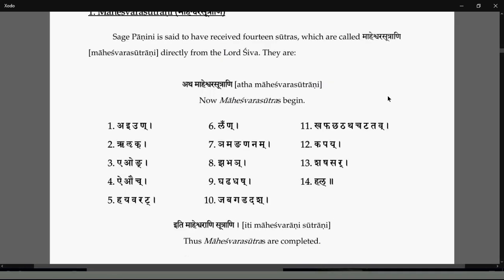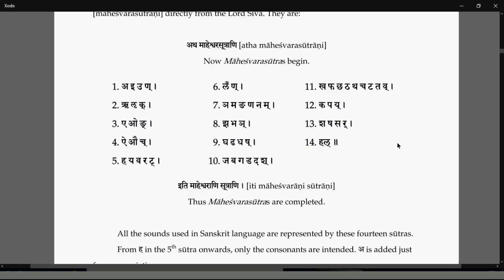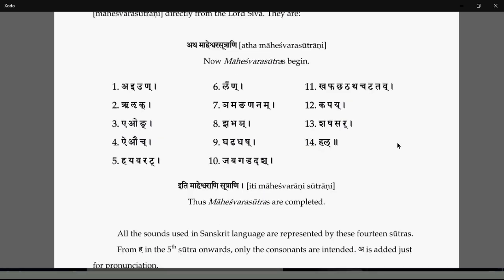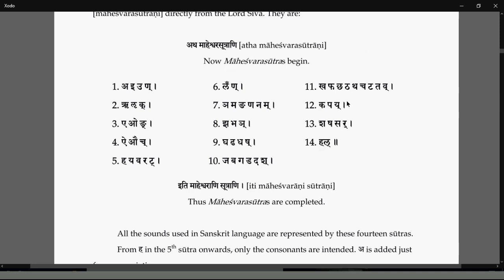In the tradition, these 14 sutras are considered to have their origin in Shiva's Damru. When Panini Maharshi was not able to understand Vyakarana and he was teased by his co-students, he did tapasya, and Bhagavan Shiva played his Damru, and from his Damru these letters have come, based on which the entire Vyakarana was developed by Maharshi Panini.